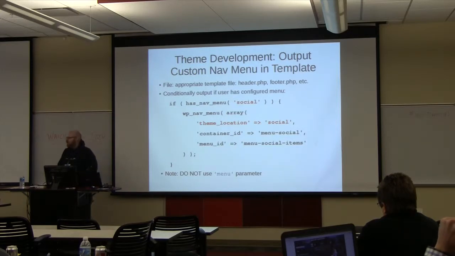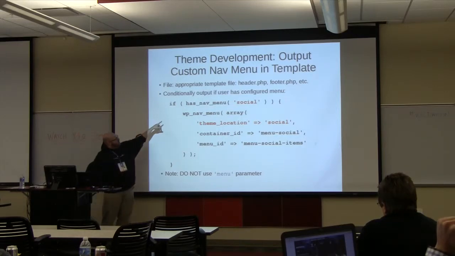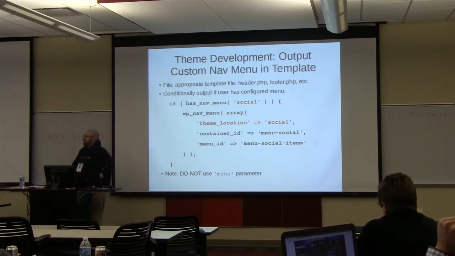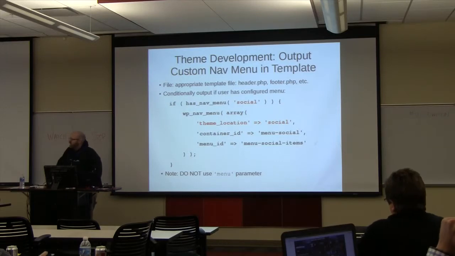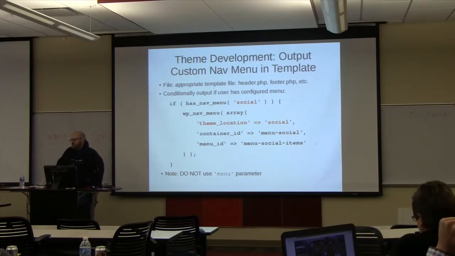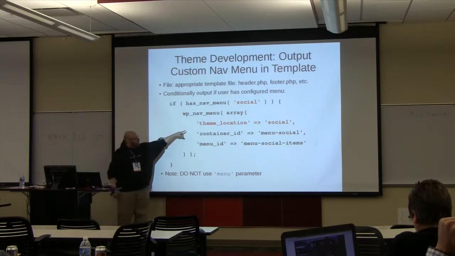Then in the template, it'd be in your header.php, your footer.php, maybe in a sidebar, wherever it's going to get displayed. This is the normal method for outputting a menu. We're going to say if has nav menu social. That means if the user has assigned a custom nav menu to our theme location we called social, then we're going to output it. And we use theme location.